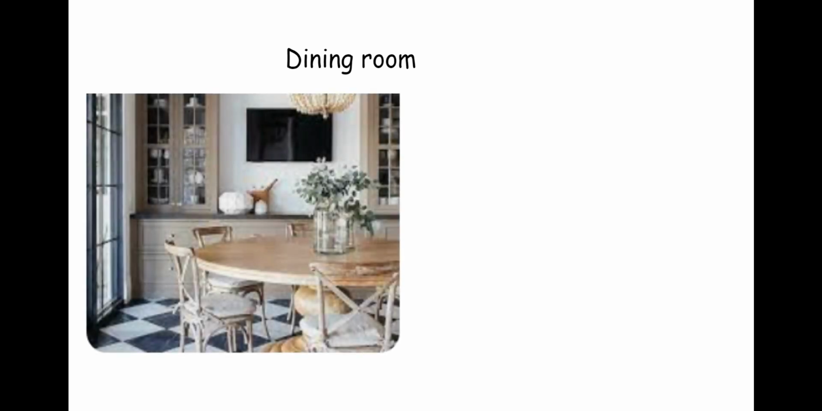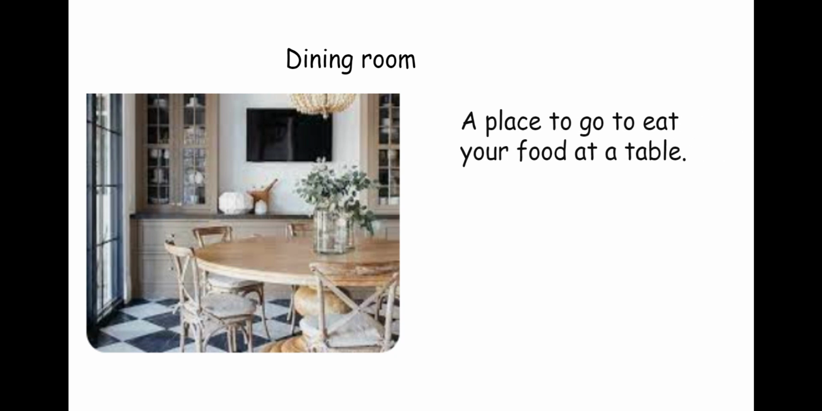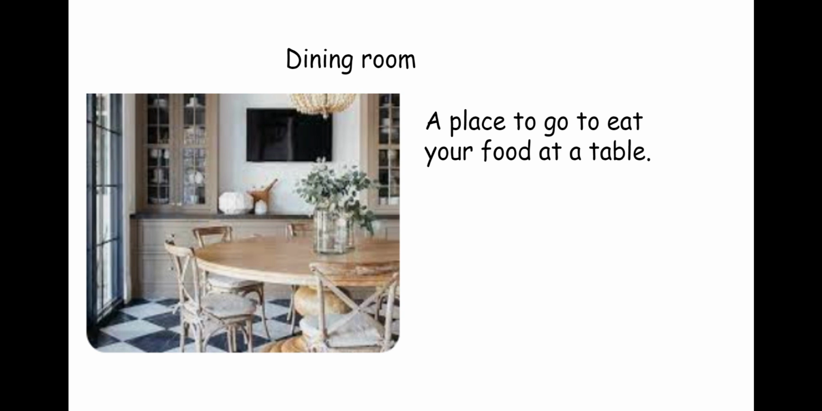Dining room. Some people don't have a dining room, they have a kitchen and dining room combined. Dining room: a place to go to eat your food at a table. So you can see there, I've got a TV in my dining room because it's where the family spend time eating, and my children like to watch the cartoons when they're having dinner, breakfast, lunch. It's a dining room. Okay, as I said, some people don't have a dining room separate. I do. Some people have a dining room in the kitchen.